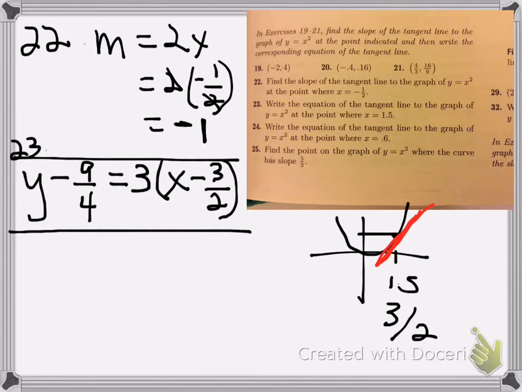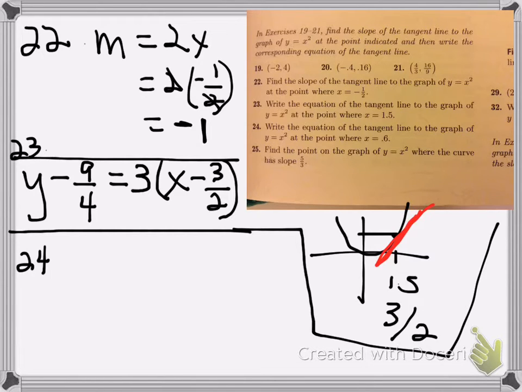Okay, 24 says write the equation of the tangent line to the graph of y equals x squared at the point x equals 0.6. So let me box this off. So if x equals 0.6, I'm also in the first quadrant. So I'm about here, 0.6. So we'll keep this as a decimal.